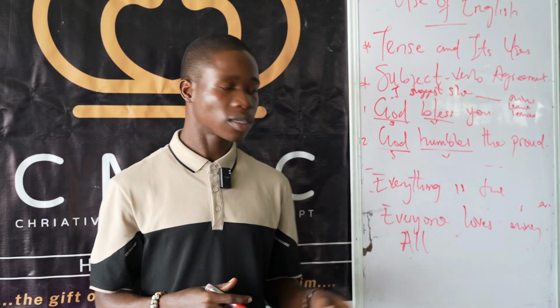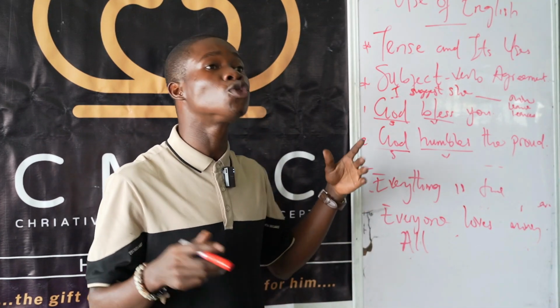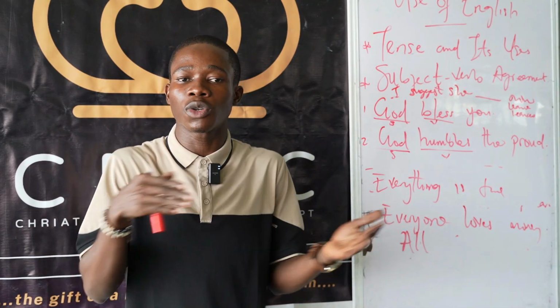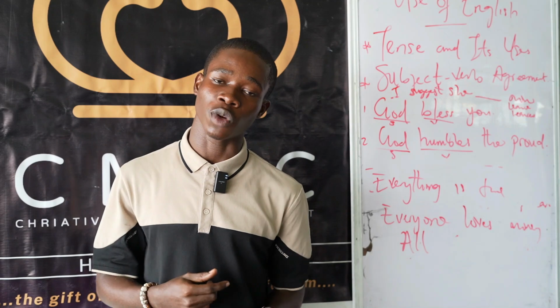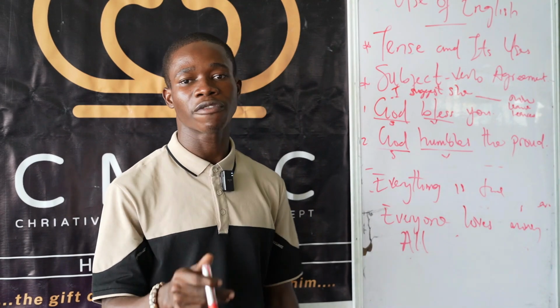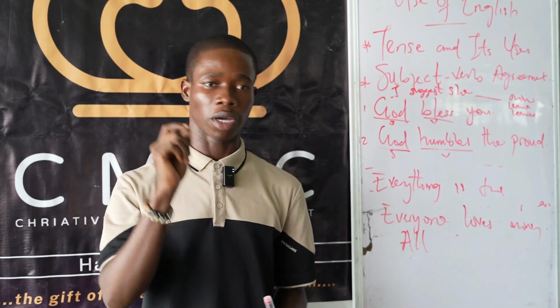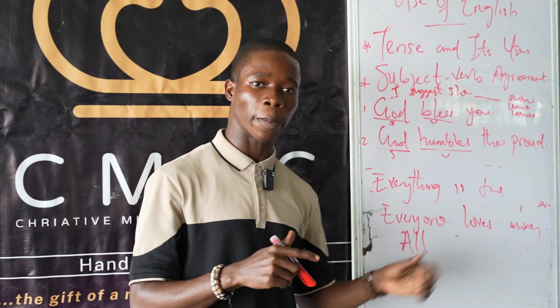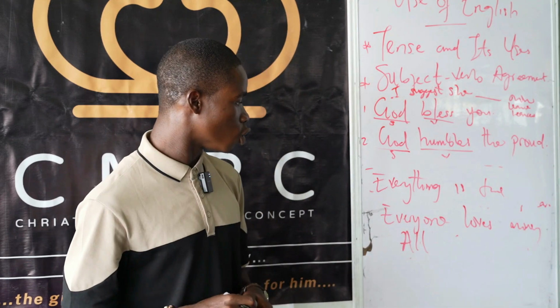Now you see that "everyone" looks like all the people, or it looks like it's more than one. But the rule says when you have indefinite pronouns, you use a singular verb. So that's why it is "everyone loves money," and not "everyone love." So when you see something like this, you use a singular verb.